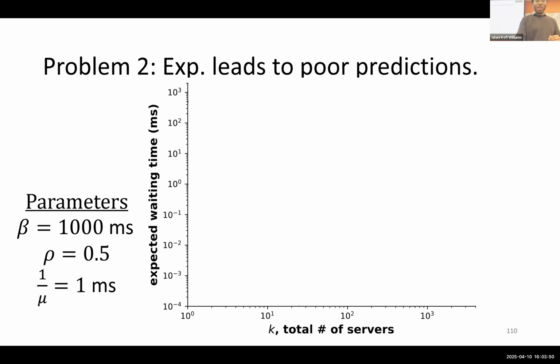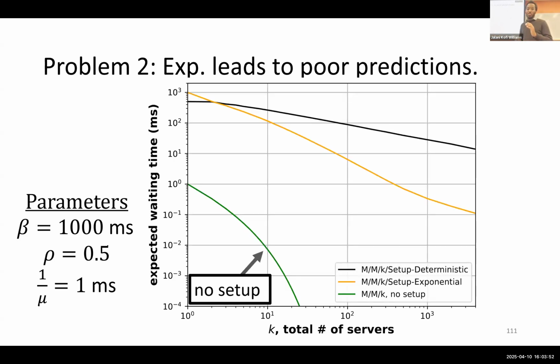All right, so the first thing that I want to show you is the no setup line. It's this green line, okay? The M/K with no setup starts with pretty short waiting time, just 1 millisecond, and it decays exponentially. Just as a point, this is a log plot, so polynomial decay is going to look like a straight line, whereas exponential decay or super polynomial decay is going to look like this curved line that you see in the gray case, or in the green case, the no setup case.